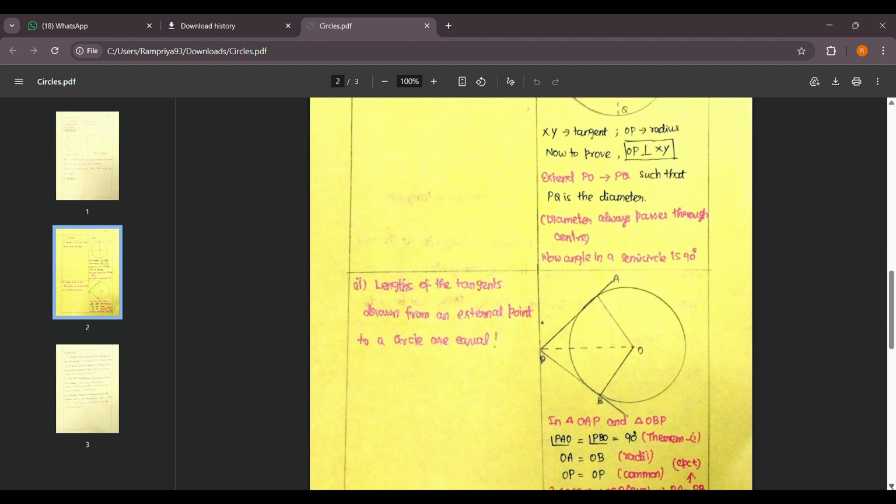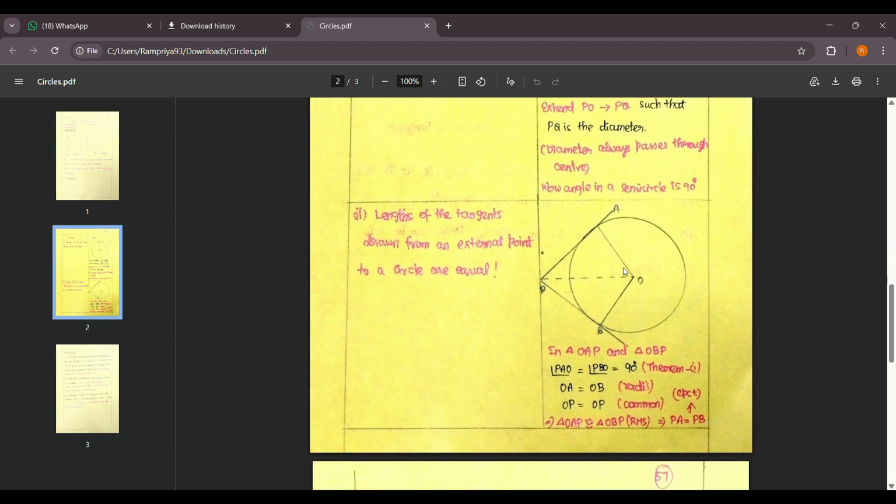So for this very simple proof, you first join OP, and you have two triangles, OAP and OBP. Carefully see in both these triangles, angle PAO, OA is the radius and PA is the tangent. We have now seen from the first theorem that the tangent is perpendicular to the radius. So angle PAO should be 90. Similarly, angle PBO should also be 90 because PB is the tangent and OB is the radius.